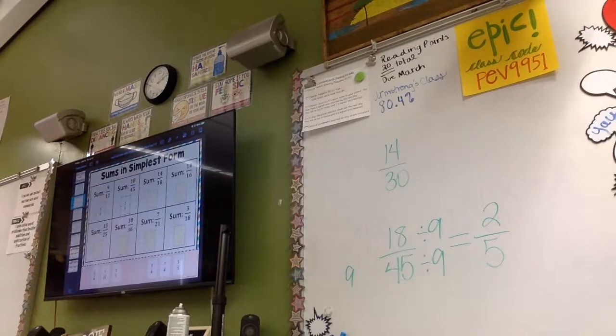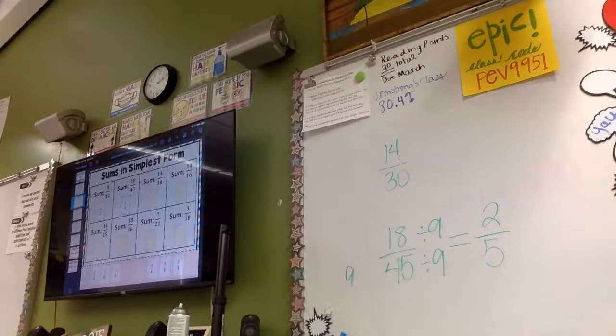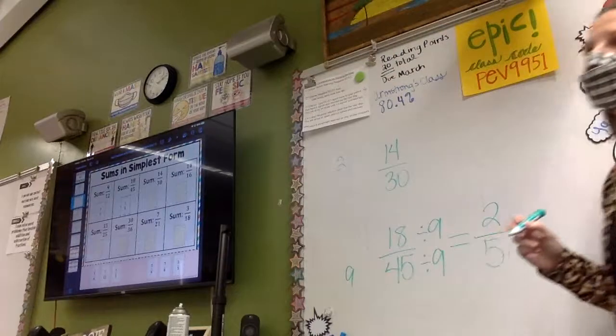Okay, let's think. What numbers will go into both of these numbers evenly? 2. Okay, Luke says 2. Anybody have another one?